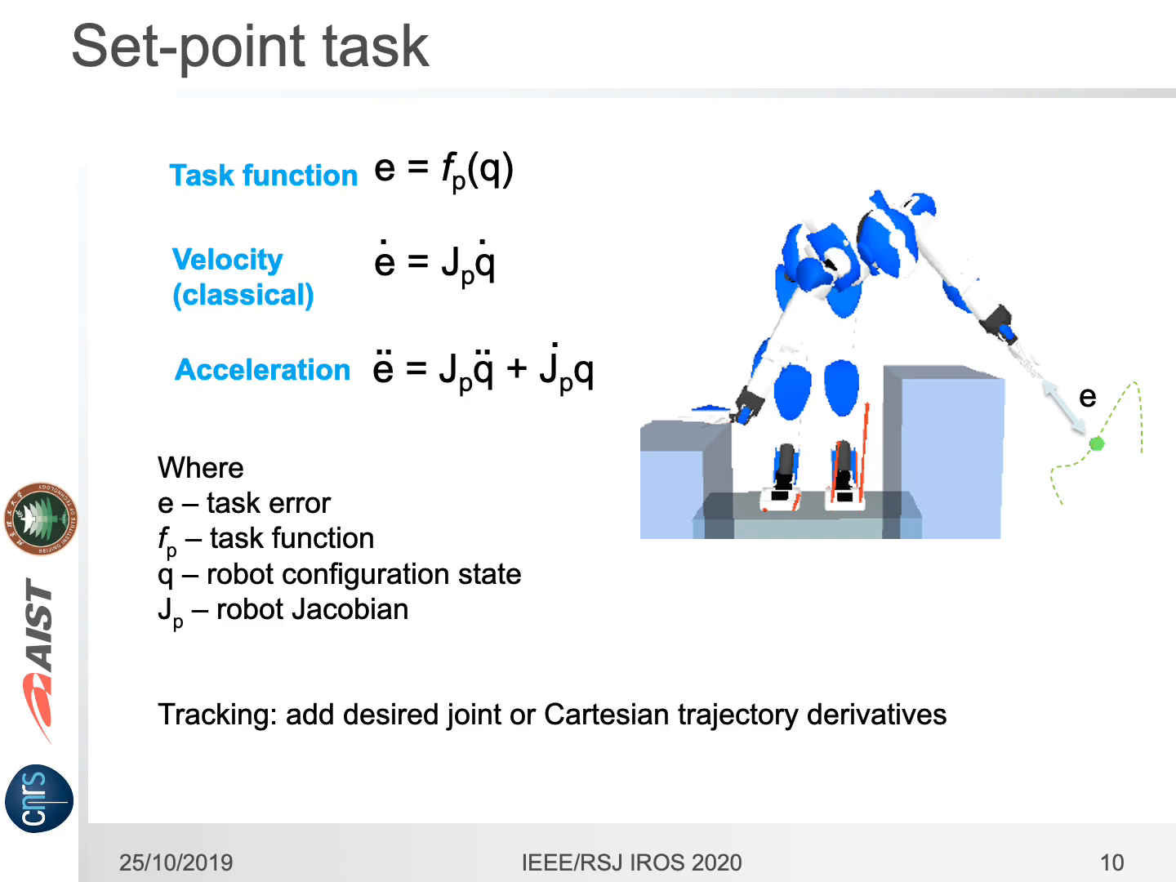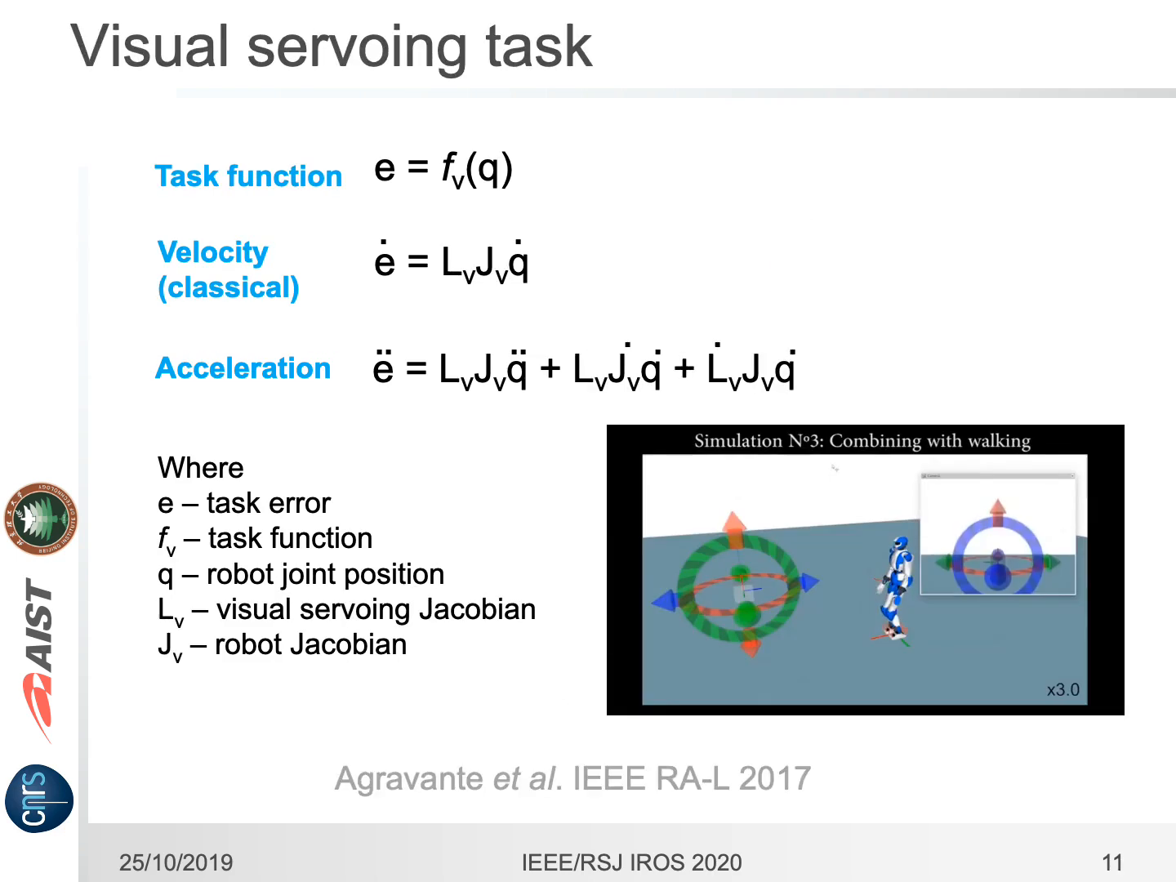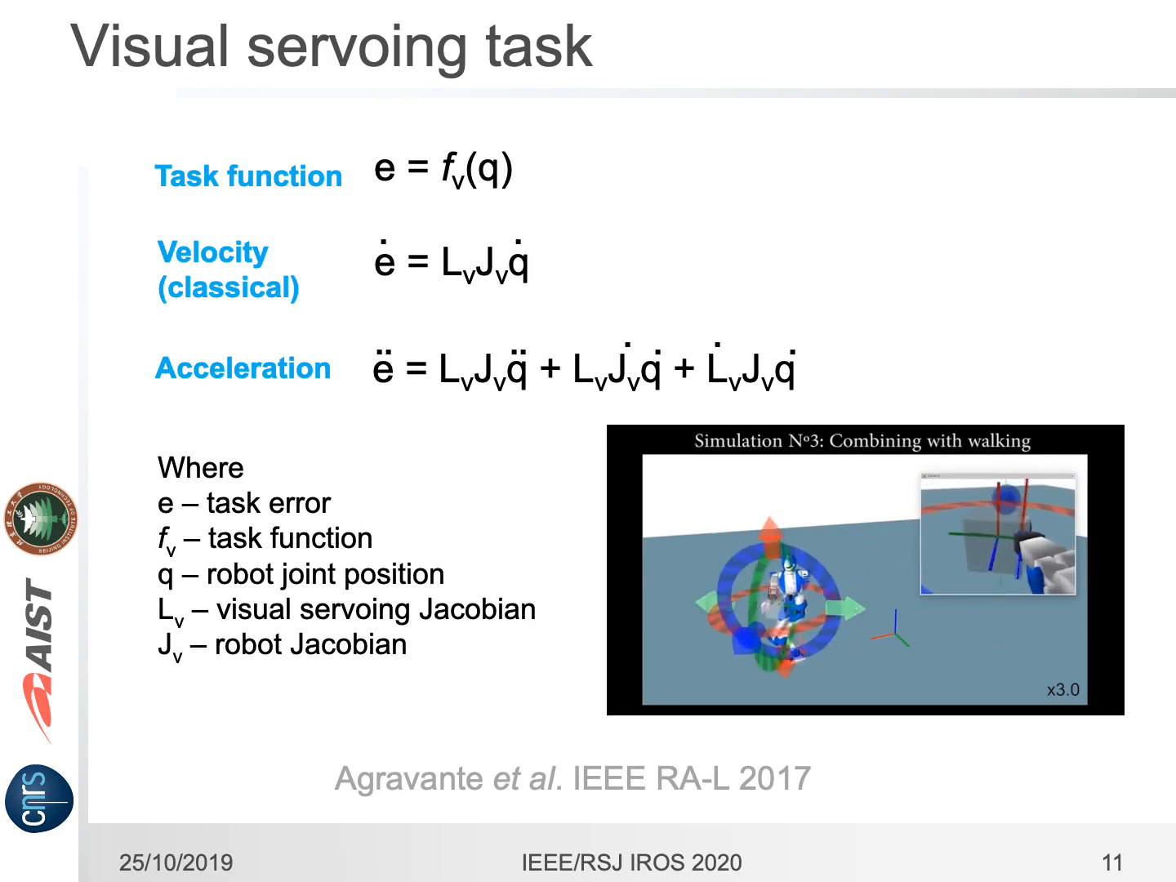Another task could be to reproduce the green ball trajectory. This is defined as a tracking problem, which will require first and second derivatives of the ball's trajectory. The visual servoing task is defined similarly to the setPoint task, yet using the visual servoing Jacobian L_v to connect the image space with the robot joint space. In Agravante et al., published in RAL 2017, the interaction matrix is computed in the error acceleration space. Here is a video showing a visual servoing reaching task, including whole body walking tasks and other tasks that we do not describe.